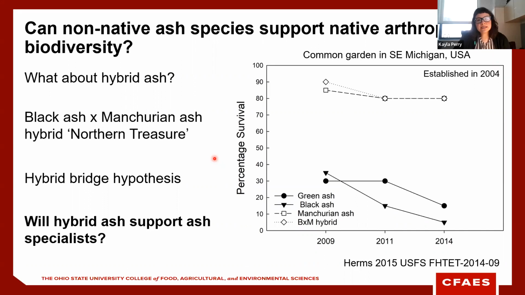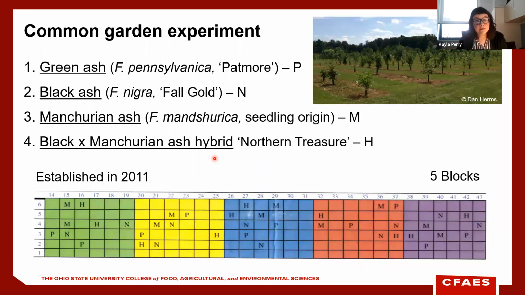However, this focus on a hybrid between a native and an exotic that do not naturally co-occur is a more novel application of this hypothesis. And we really wanted to know whether hybrid ash could support ash specialists, particularly as ash mortality continues throughout the country. It's perhaps important to understand the ecological value of non-native and hybrid ash for supporting native biodiversity in this capacity. And so to look at this, we conducted another common garden experiment.